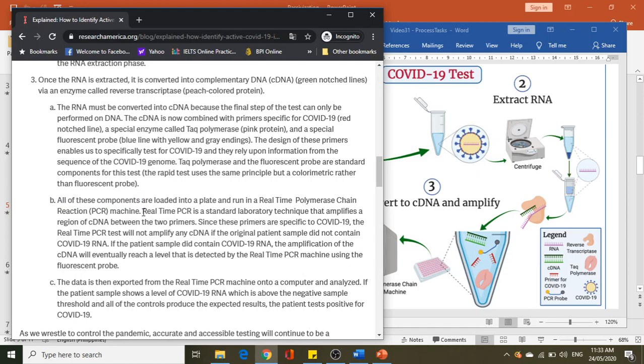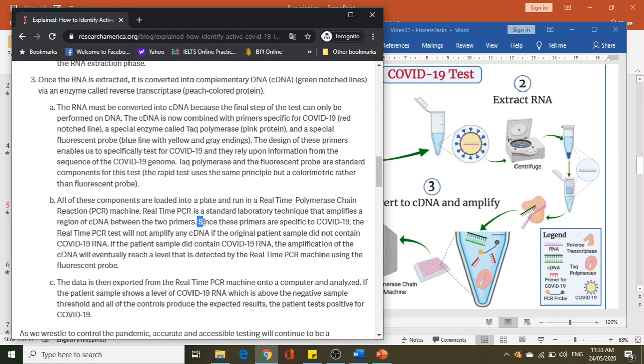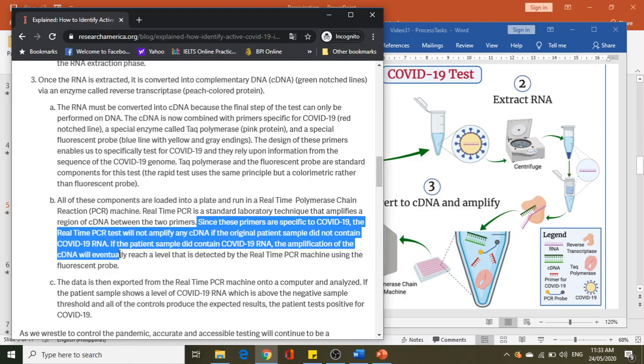So real-time PCR is a standard laboratory technique that amplifies a region of the cDNA between the two primers. And since these primers are specific to COVID-19, the real-time PCR test will not amplify any cDNA if the original patient did not contain COVID-19 RNA. All of that is in the active voice.